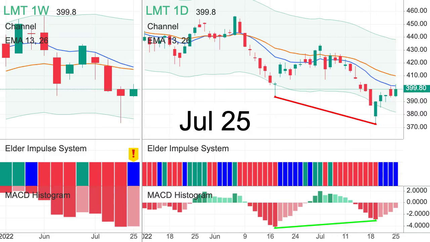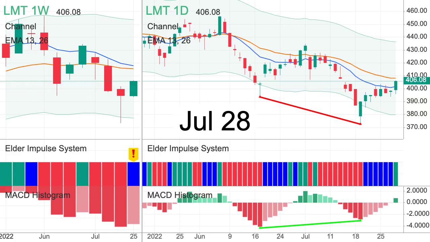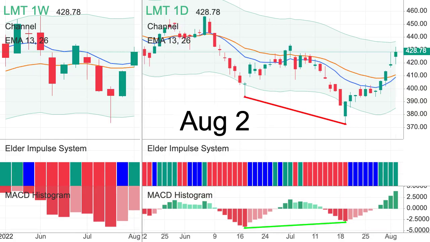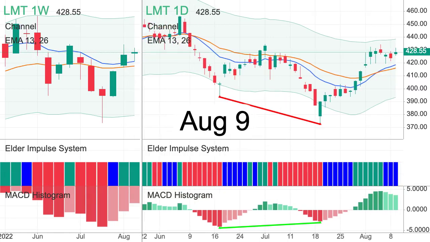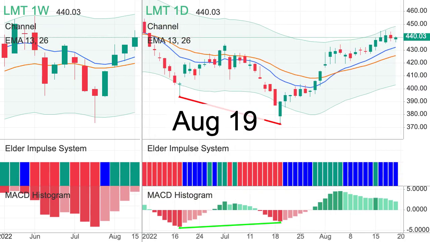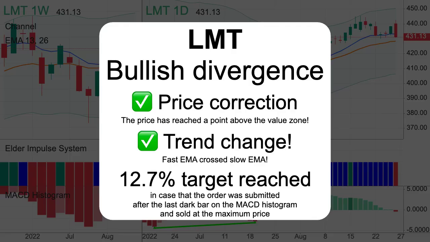There is a blue bar on an Elder impulse system on the weekly chart. The price has reached a point above the value zone. Fast EMA crossed slow EMA. MACD histogram crossed the zero line. 12.7% target reached.